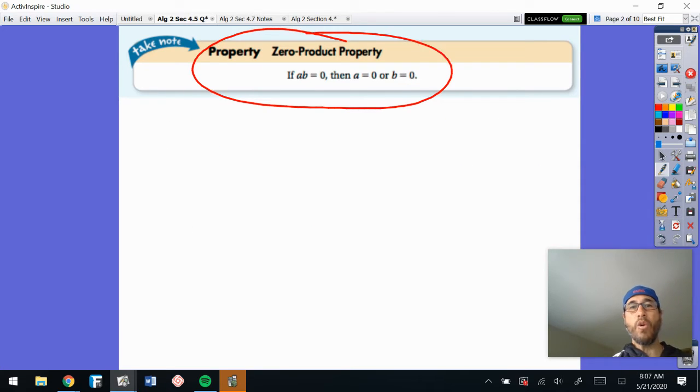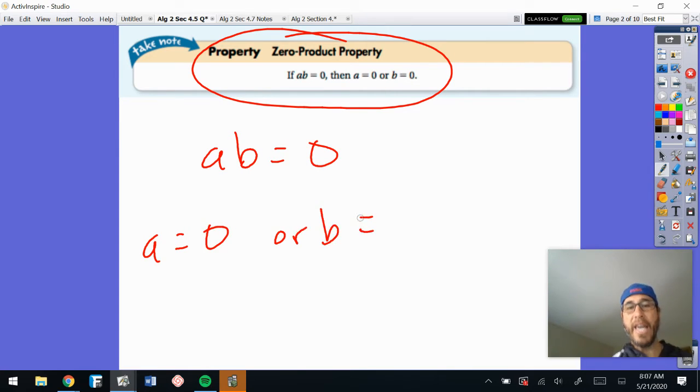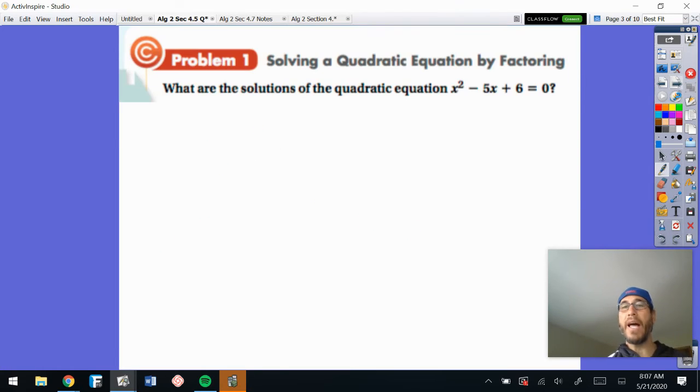So why is this so important? I'll say it again. If I multiply two things and the answer is 0, it has to be the case that one or the other has to be 0. Hopefully you buy into that. It's something you will use the rest of your math careers. Let's get it. All right, now how do we apply that to a quadratic equation?